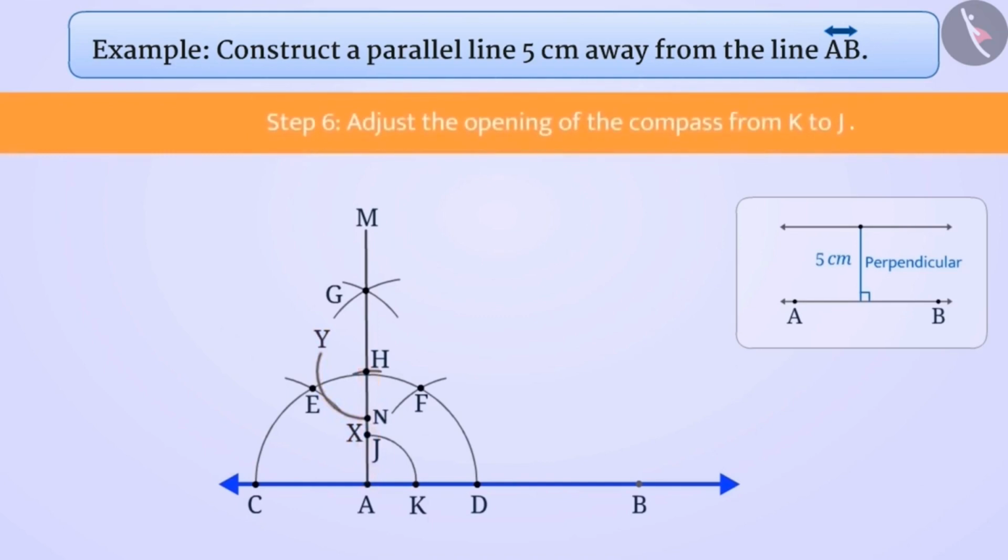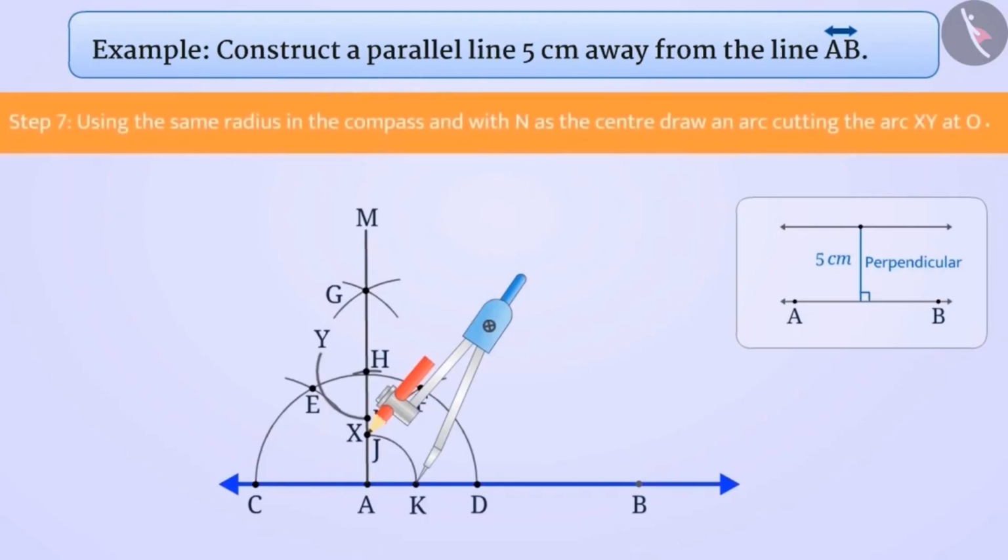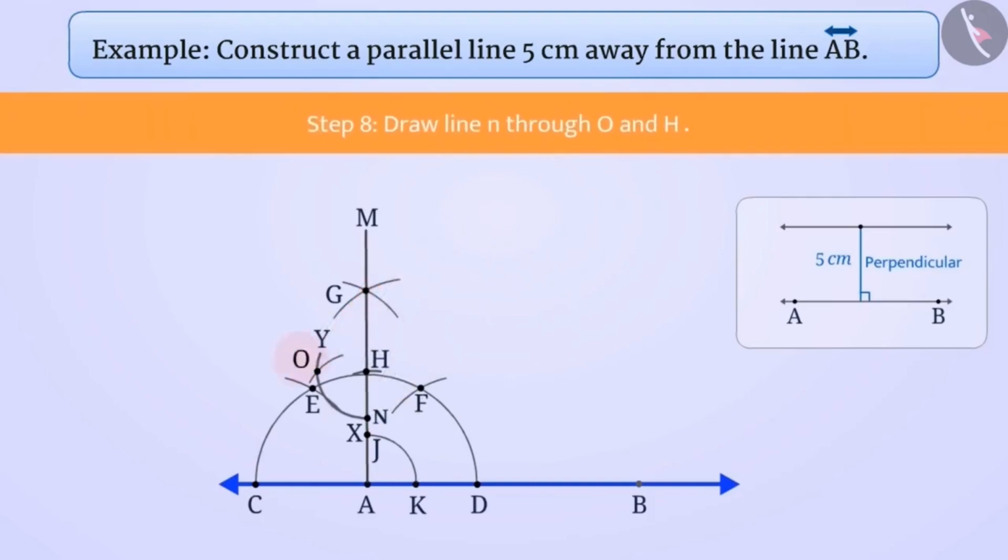Step 6. Place the pointed tip of the compass at K and adjust the opening so that the pencil tip is at J. Step 7. With the same opening as in the previous step and with N as center, draw an arc cutting the arc XY at O. Step 8. Now, join O and H to draw the line N.